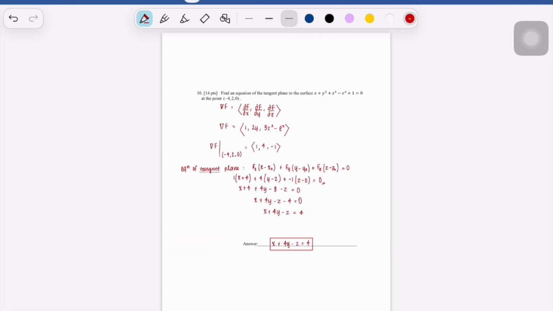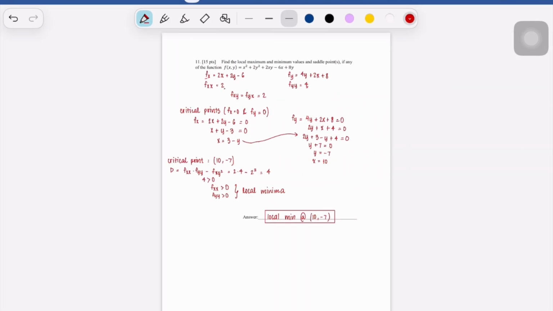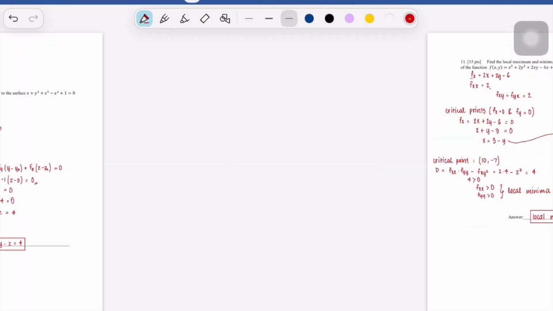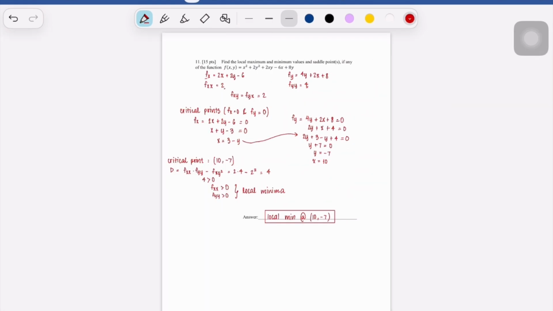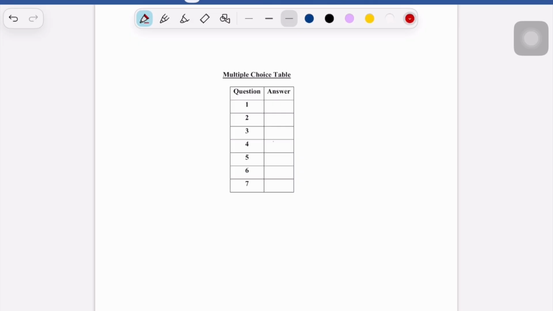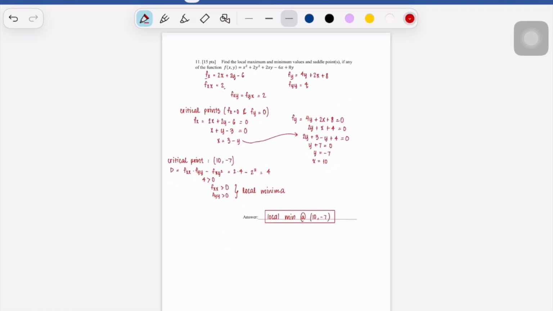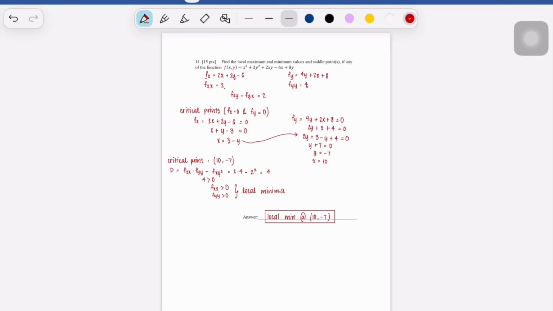And yeah, that's pretty much it. Just keep in mind how much work you have to show for your free response problems and how much time you have to dedicate for your multiple choice problems. That is all. And also do not forget to enlist your answers on this table right here after you're done, because this is what you'll be marked on. This is where you get the points for your multiple choice.